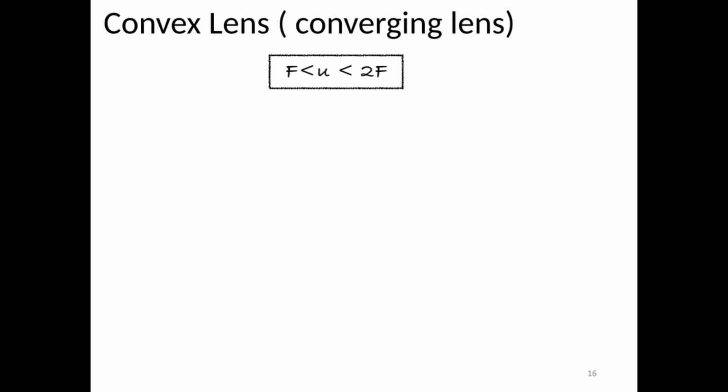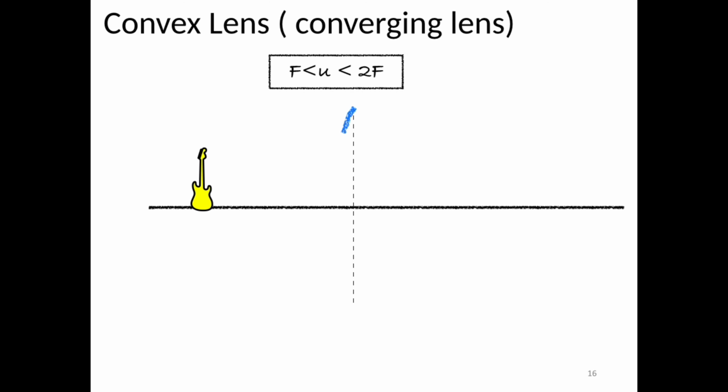Now we move to the third one, where U is located in between F and 2F. Okay, for this object, I want you to draw the 3-ray diagram first, and from the intersection of the ray diagram, state the characteristics of the image, and we will compare our answers together.